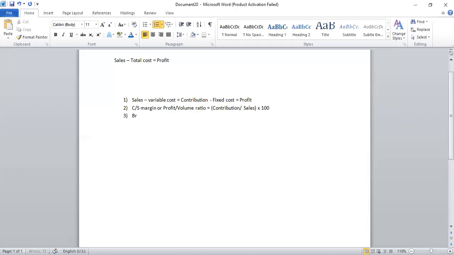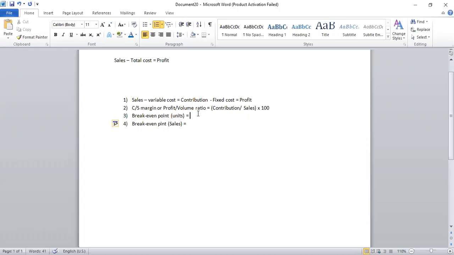Next, we have the concept we have learned about break-even point. Break-even point is understood in two different aspects. One is calculating the number of units at the break-even point, and second, we have to understand the break-even point in terms of sales revenue which is generated. So there are two different break-even point formulae.